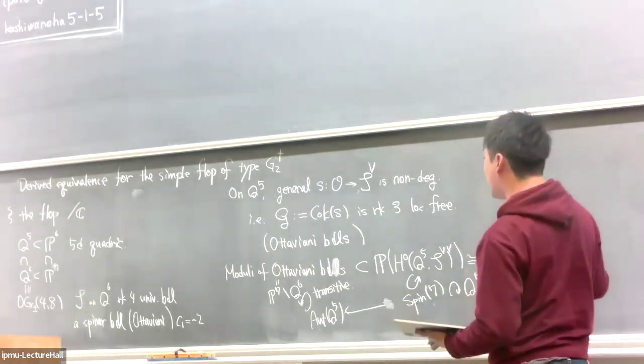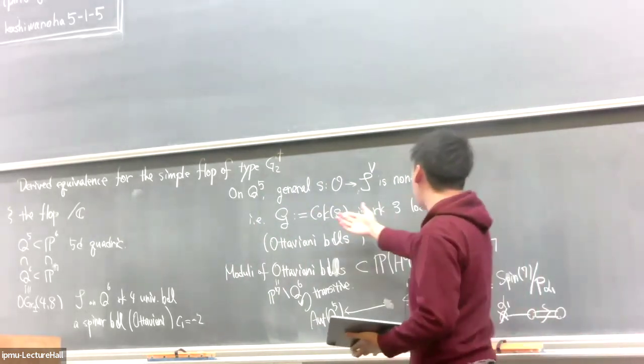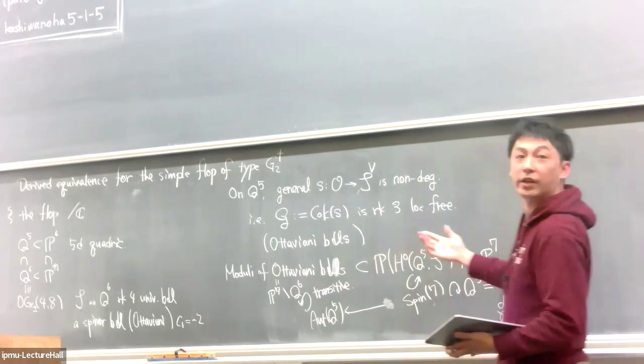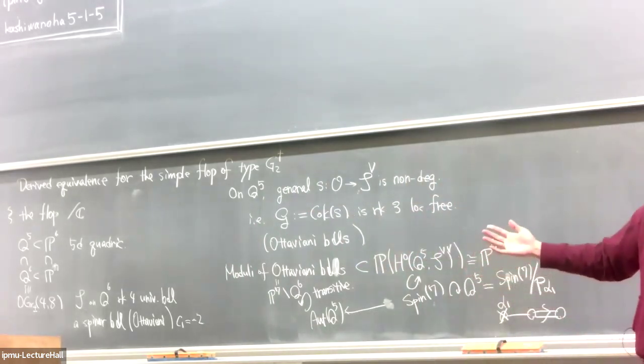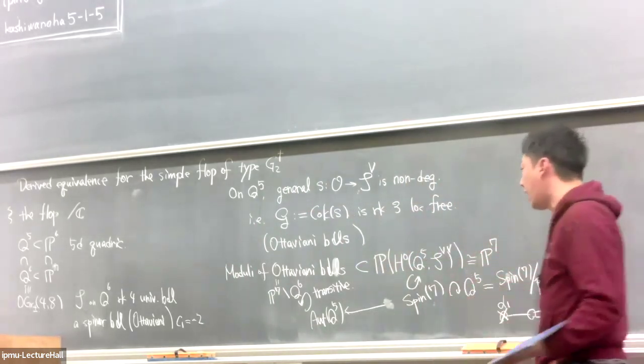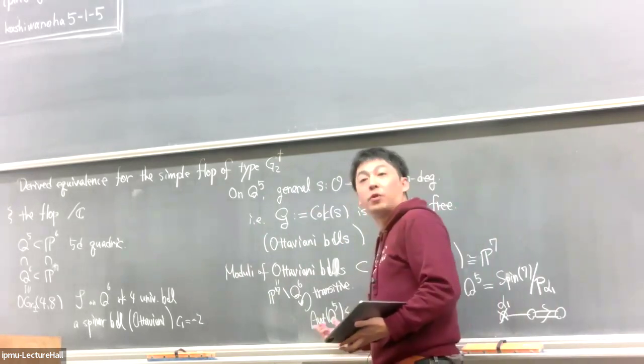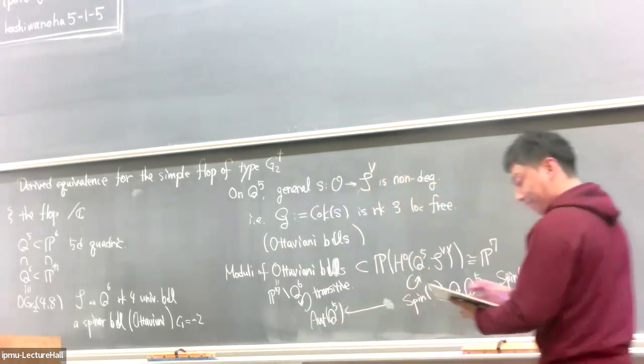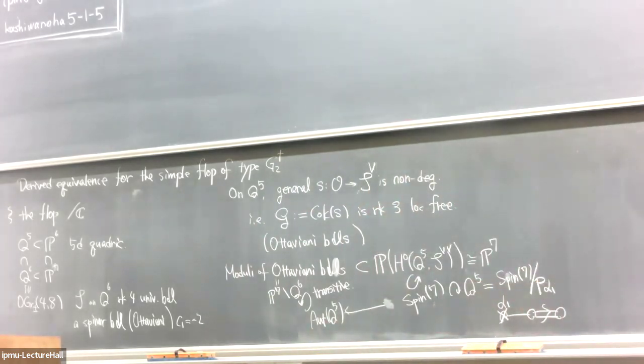So what I want to say here is that the Ottaviani bundle is not unique. There are many isomorphism classes. It is unique up to the action of the automorphism group. And this is known by Kuznetsov.